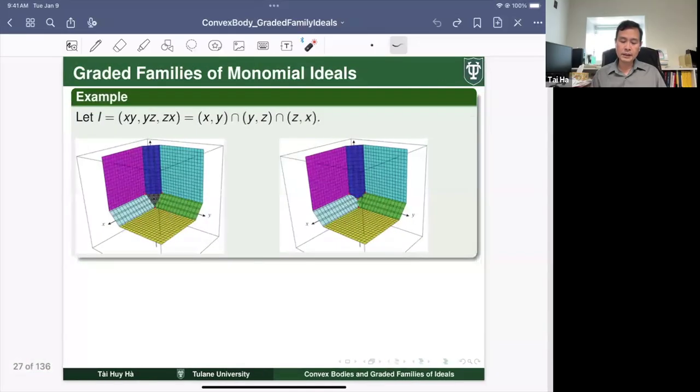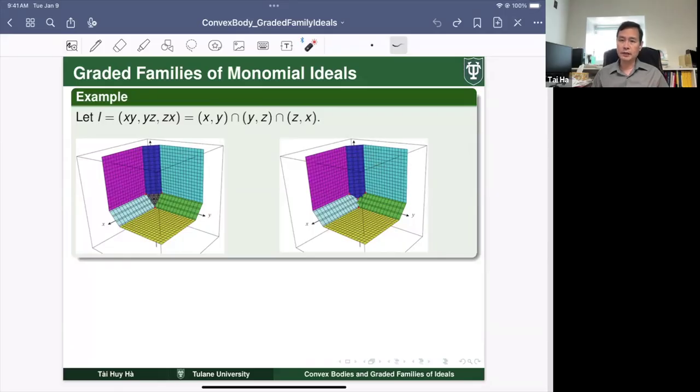So this is an example of the limiting body and the Newton-Okounkov region. If we take the monomial ideal generated by xy, yz, and zx, this is the Newton polyhedron, and this is the symbolic polyhedron. So that represents the Newton-Okounkov region for the family of ordinary powers, and this is for the family of symbolic powers. So these regions both look very nice and quite easy to understand.